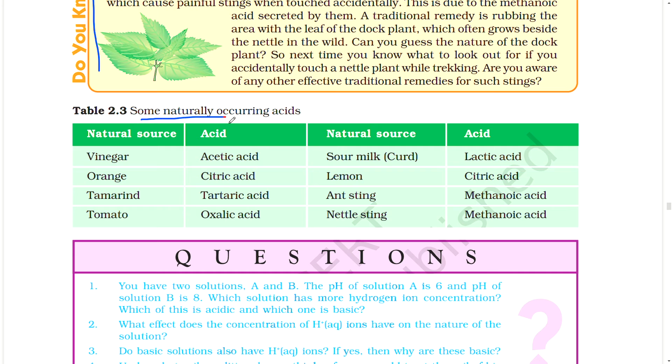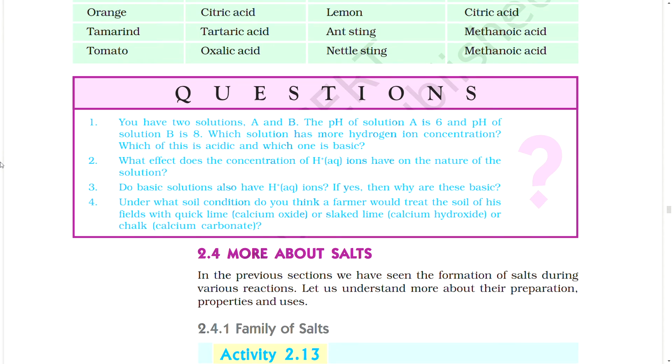Some naturally occurring acids. Natural source: vinegar, orange, tamarind, tomato. Acid: acetic acid, citric acid, tartaric acid, oxalic acid. Natural source: sour milk curd, lactic acid; lemon, citric acid; ant sting, methanoic acid; nettle sting, methanoic acid. Questions? Do this and comment this.